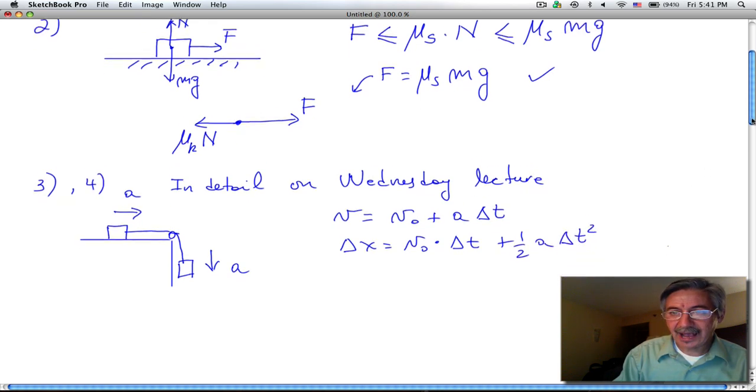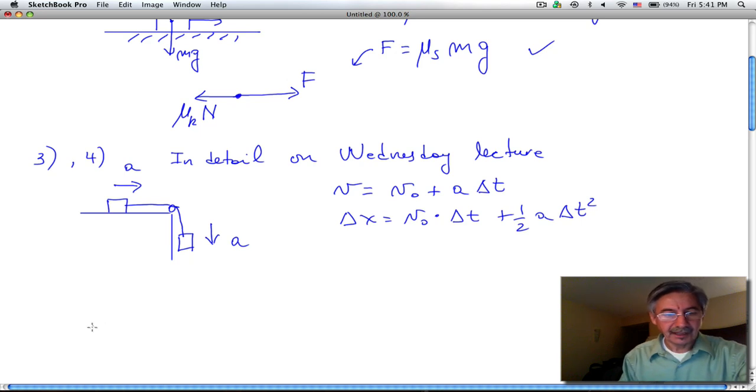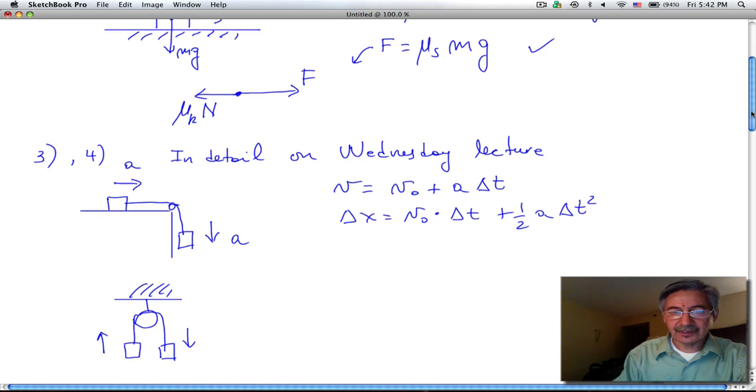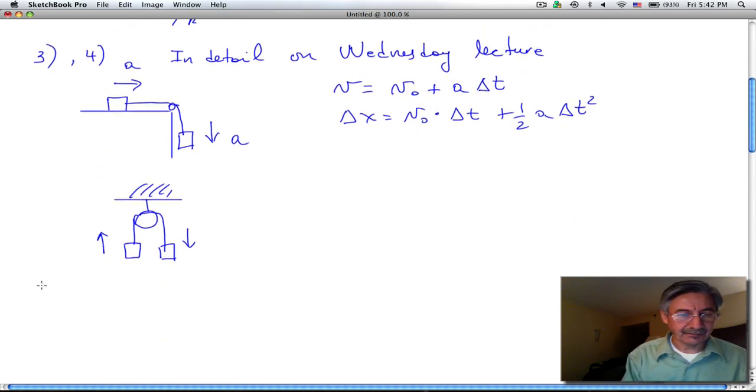And the same happened for problem number 4, which is the Atwood machine, and this was done in lecture. So you just have to look at the notes there. We actually in class did it precisely like that. We took this positive and this positive, and we solved those equations. So now you just have numbers. So let me go to number 5.